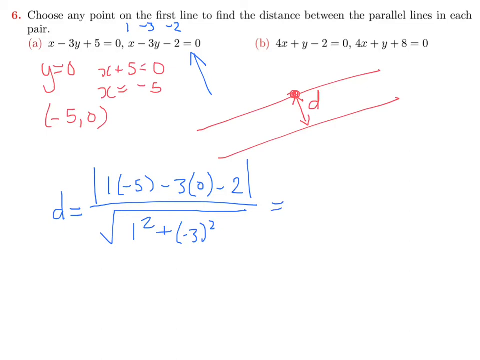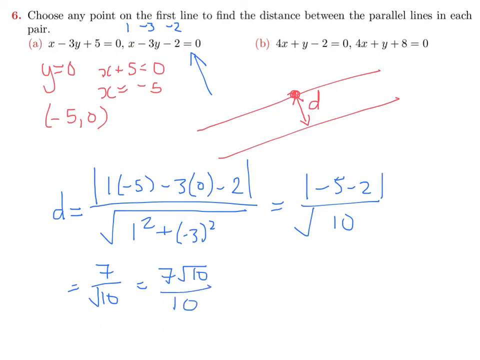Now that gives us the absolute value of minus 5 minus 2 over the square root of 1 plus 9, which is square root of 10, which is the absolute value of minus 7, so 7 over root 10, which is 7 root 10 over 10. And that's all there is to it.